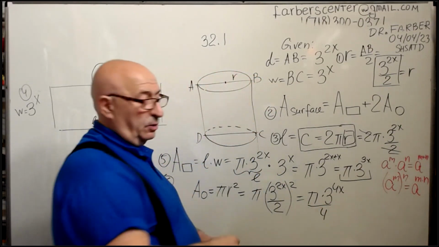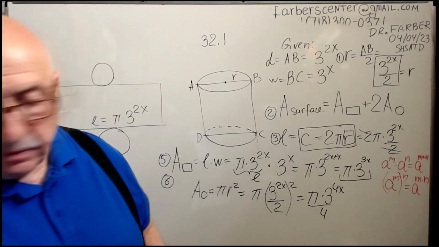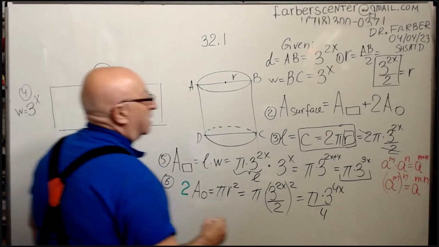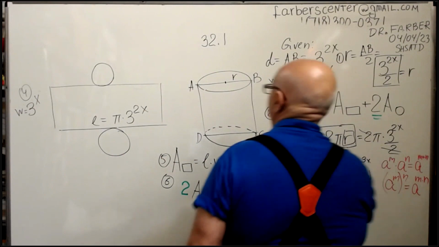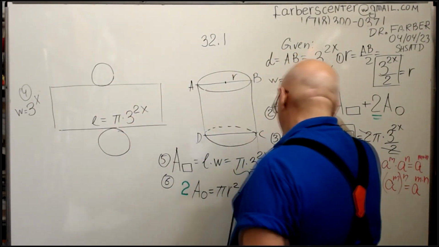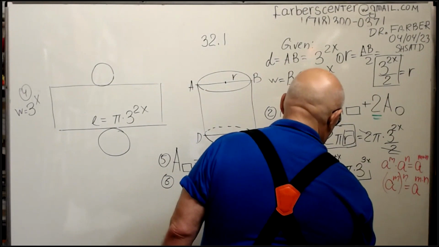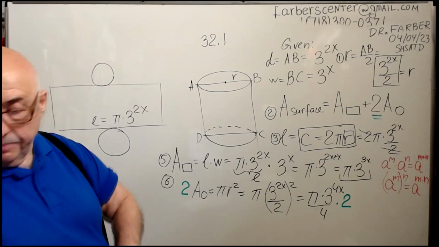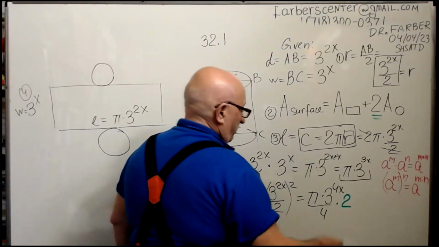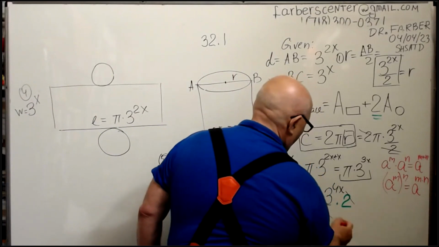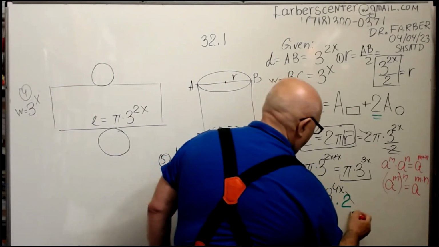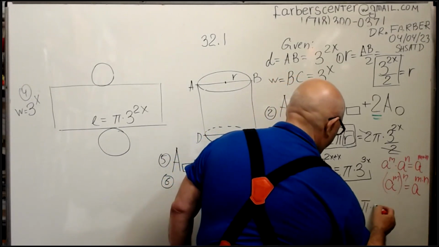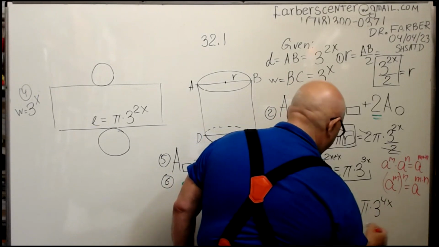Only one suggestion, in order not to waste time, I use a different color and multiply by 2, because why? Remember, we had two areas of circles on the top and the bottom, this and this. And you have to multiply this by 2. The next step, cancel out. 2 goes into 4 2 times. And you get the area of 2 circles, pi times 3 to the power 4x over 2.